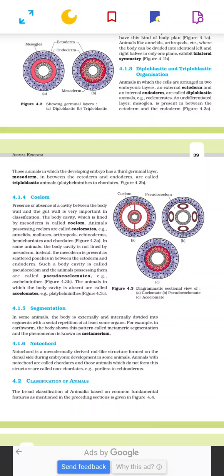Notochord. Notochord is a mesodermally derived rod-like structure formed on the dorsal side during embryonic development in some animals. Animals with notochord are called chordates and those animals which do not form this structure are called non-chordates. For example, Porifera to Echinoderms.